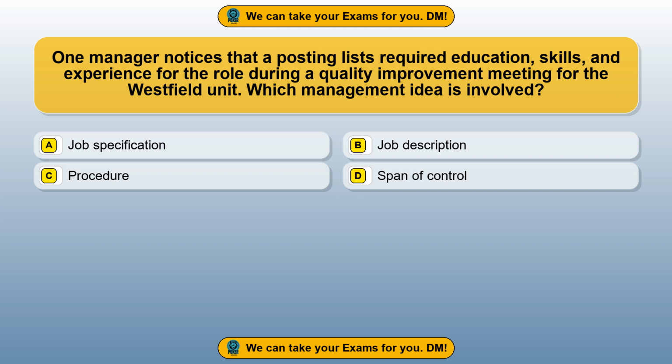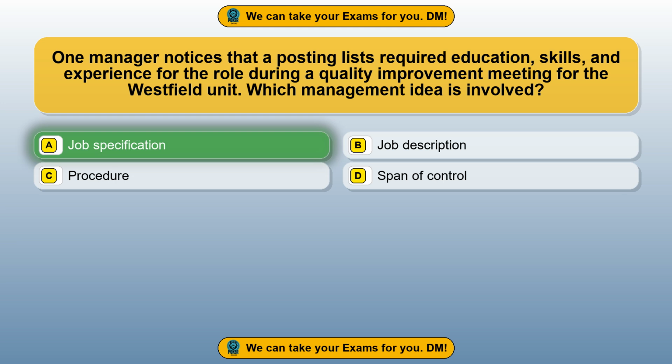Question 31. One manager notices that a posting lists required education, skills, and experience for the role during a quality improvement meeting for the Westfield unit. Which management idea is involved? Option A, job specification. Option B, job description. Option C, procedure. Option D, span of control. The correct answer is option A, job specification.